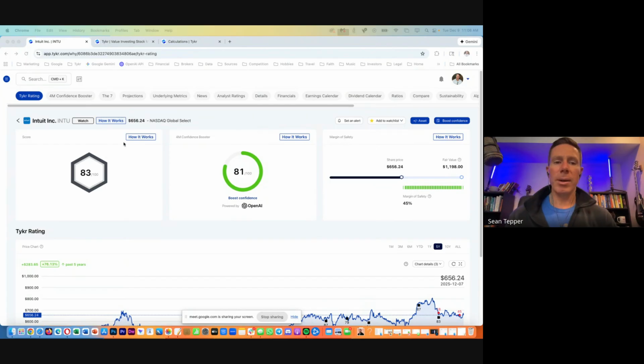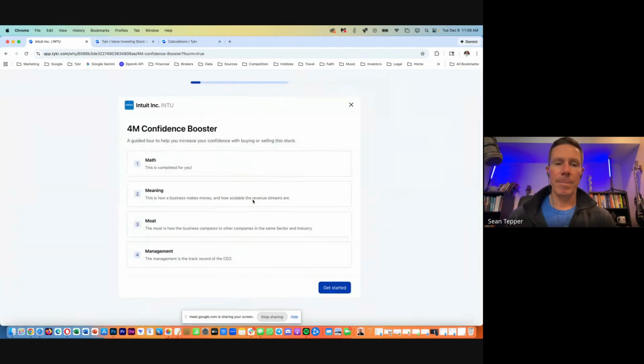So we do get a point on the score here, but no points here on the margin of safety. So that's 3 steps of the process. Then in the middle, we have the 4M confidence booster. If you guys ever use this tool or have not, I'll kind of show you what this looks like. This first screen here, it organizes what are we looking at?